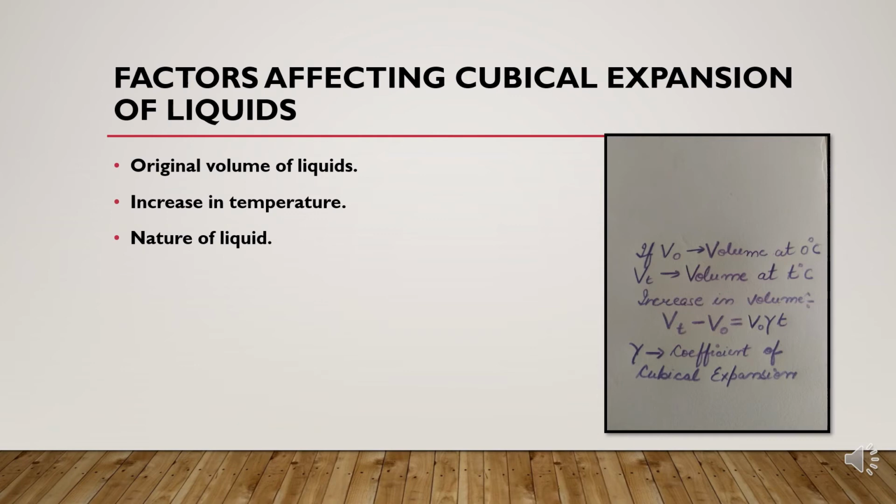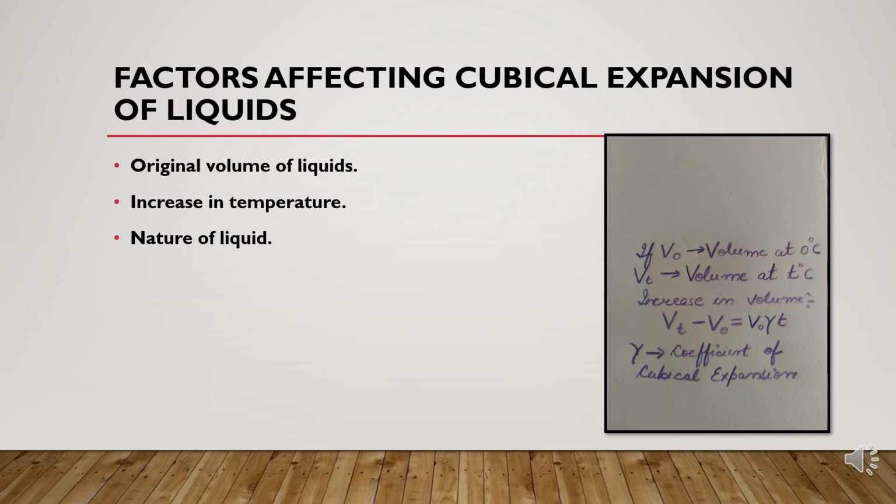The second factor is, children, temperature. As the temperature increases, that is more heat is provided to the liquid, what will happen in that case? More number of molecules will gain kinetic energy and expansion will be more. So if you take two liquids, one at a temperature of 100 degrees Celsius, another one at a temperature of 150 degrees Celsius, you will see when you provide a temperature of 150 degrees Celsius, the expansion is more. The third factor is, children, the nature of liquid.